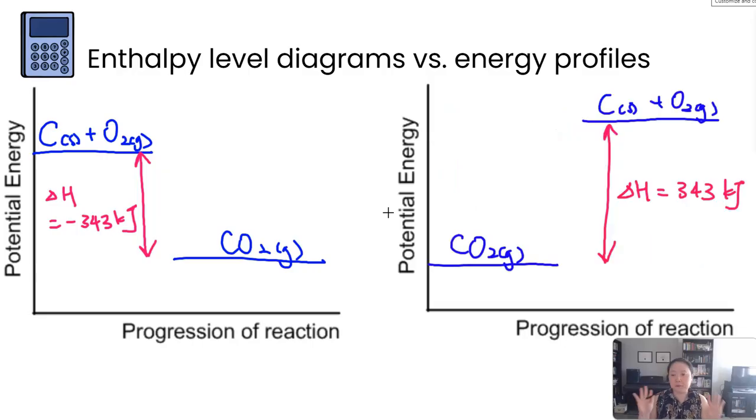Now lastly, I just wanted to show you what an enthalpy level diagram would look like for an endothermic reaction. Here it is. As you can see, it's pretty similar. Endothermic means your system is absorbing energy, so you can see that the energy of your products is higher than the energy of your reactants. So again, this is exothermic and this is endothermic.